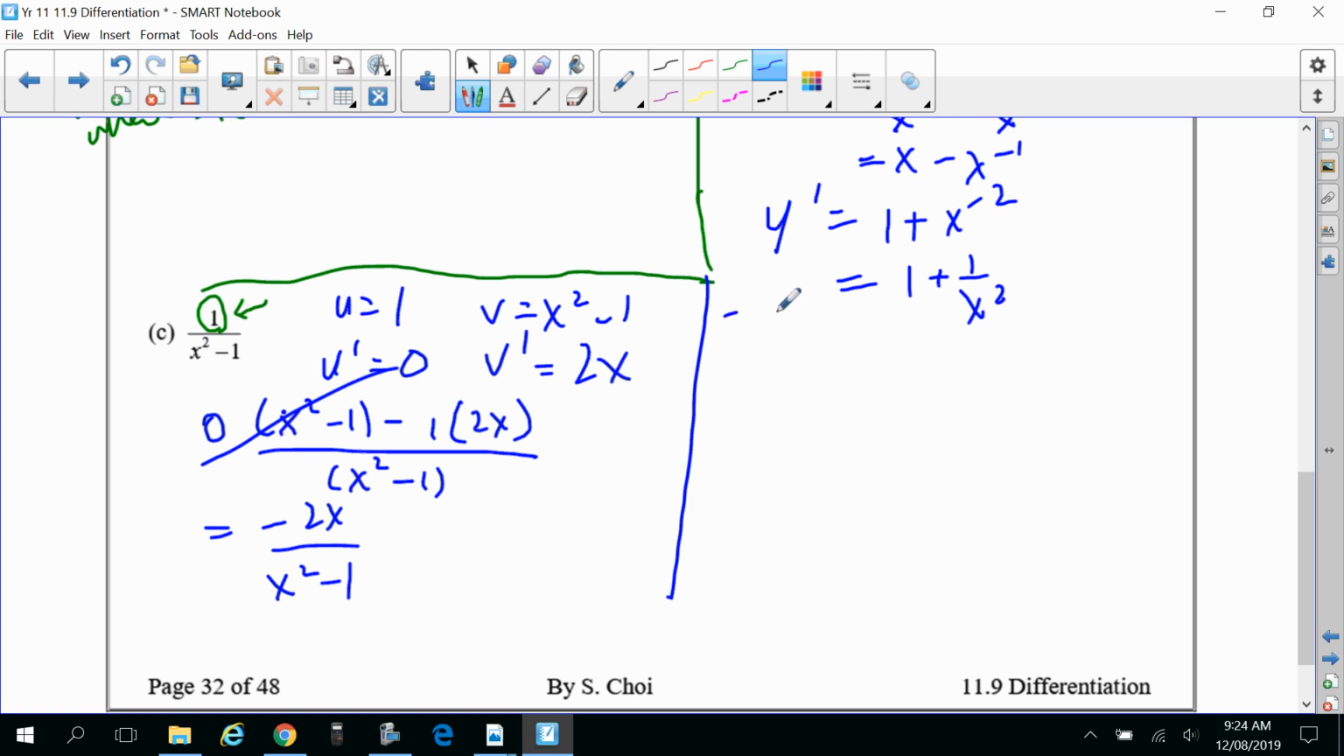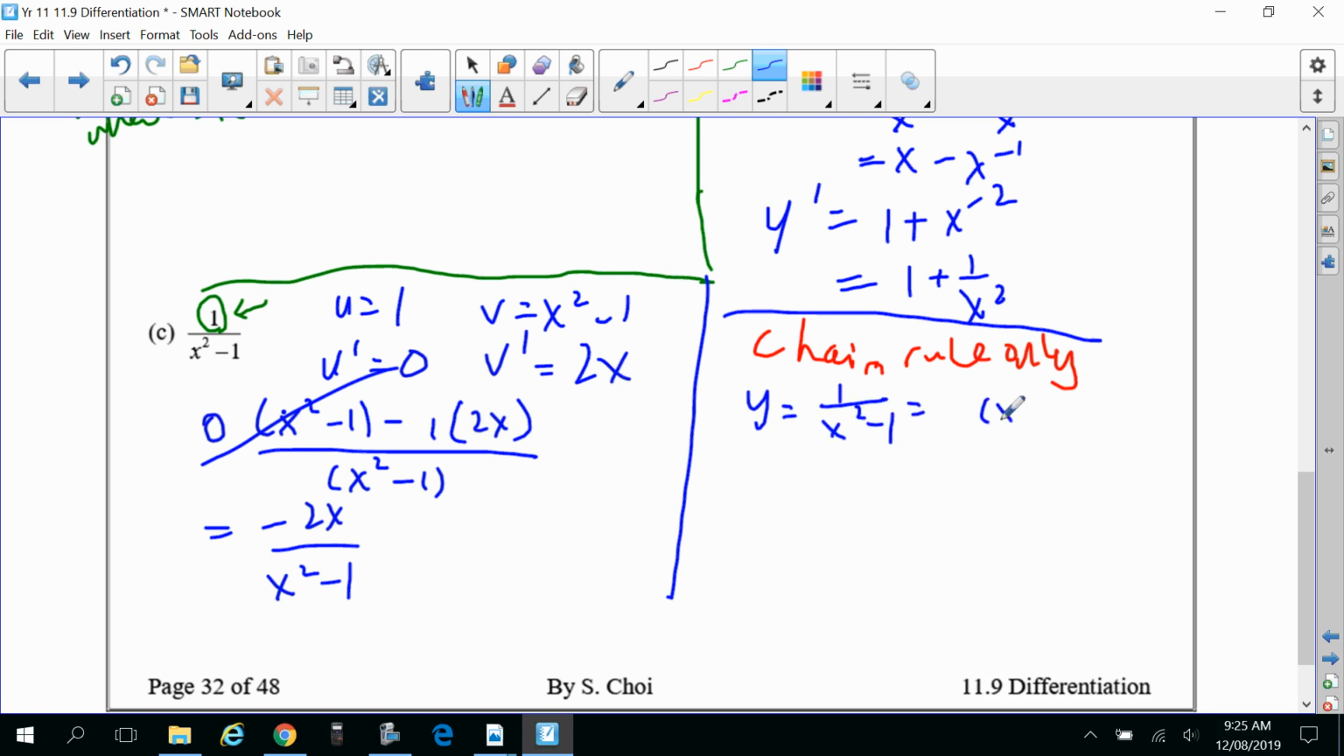But you can avoid it. Watch this. You can use the chain rule only. Or this one is up to you. You may want to use quotient, but I think it's easier with the chain rule. Watch this. You go like this. You write it in index form, right? And then y dash equals, bring the negative 1 down, and then differentiate this guy, you get 2x. And then you get negative 2x.